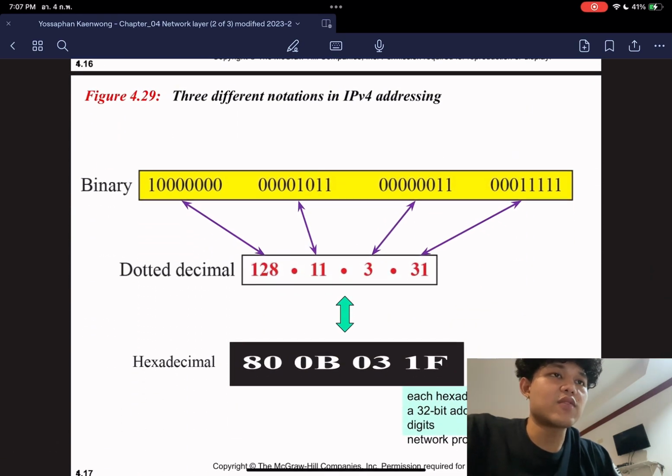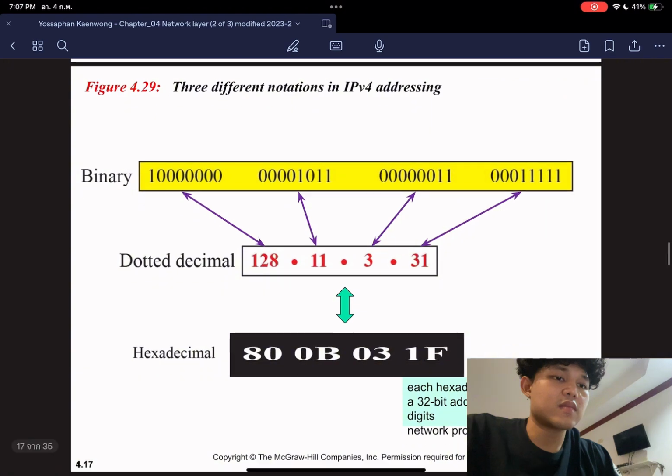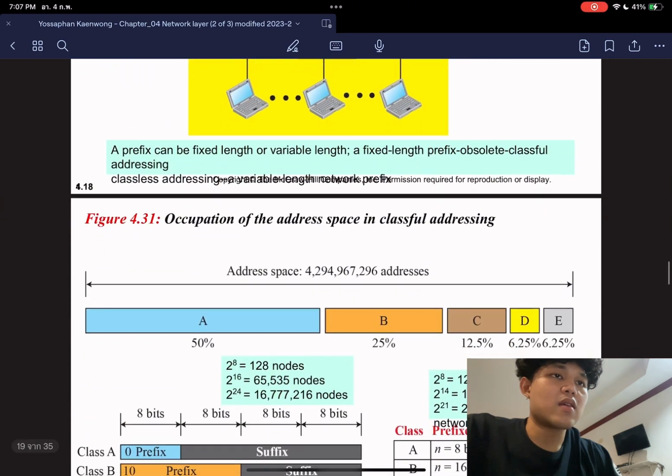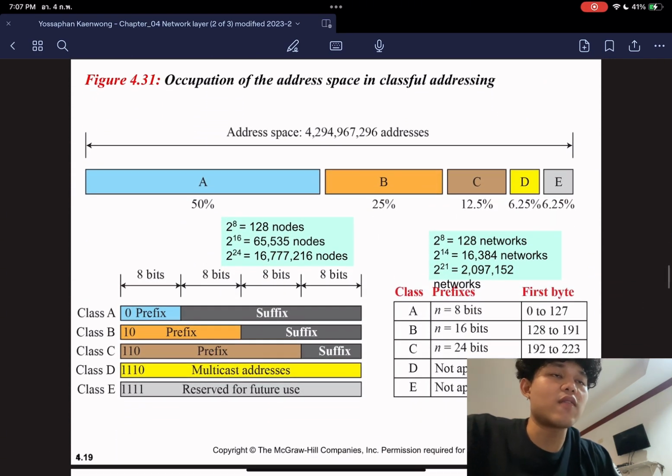And this picture is three different notations in IPv4 addressing. And this is the hierarchy in addressing. The addressing system is hierarchical, like a telephone network or a postal network. A 32-bit IPv4 address is also hierarchical, divided into two parts. I have a prefix and suffix. And this is the occupation of the address space in classful addressing.